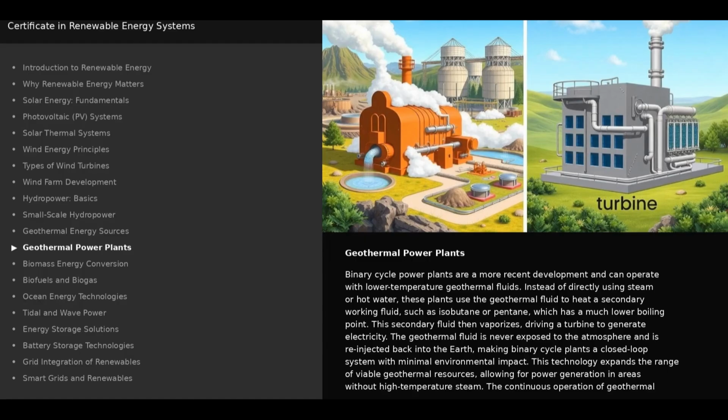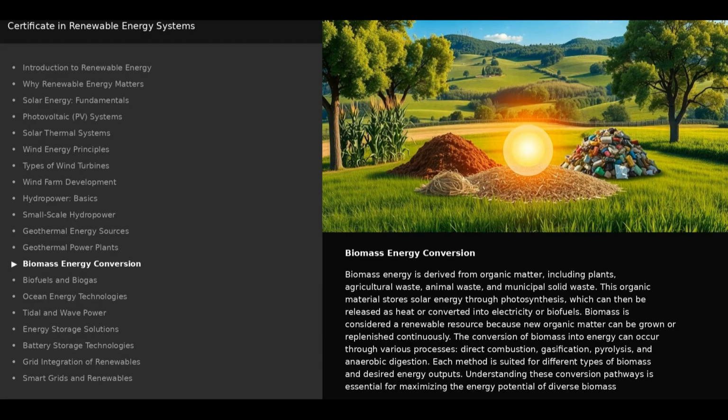The geothermal fluid is never exposed to the atmosphere and is re-injected back into the earth, making binary cycle plants a closed-loop system with minimal environmental impact. This technology expands the range of viable geothermal resources, allowing for power generation in areas without high-temperature steam. The continuous operation of geothermal plants provides reliable baseload power, making them a valuable asset in a diversified renewable energy grid.